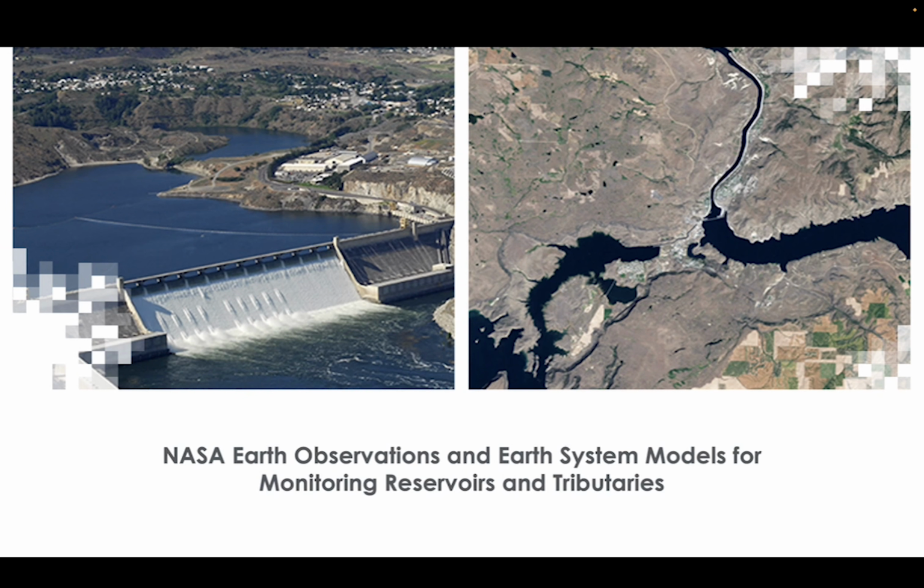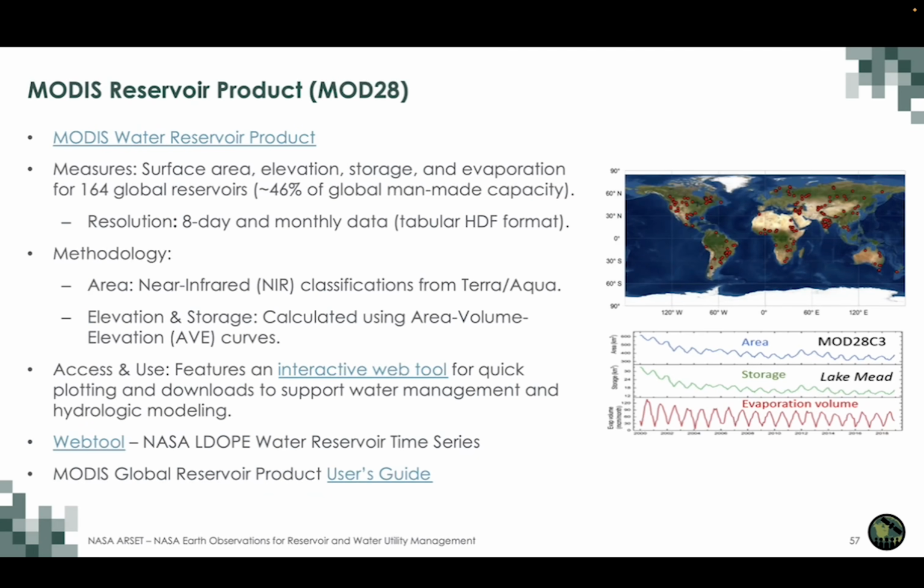Over the following slides, we'll provide examples of how we use NASA Earth observations and Earth system models to monitor reservoirs and their tributaries. We'll explore how these advanced tools and satellite observations come together to help us track water surface elevations, estimate stream flow, and support long-term water management decisions.